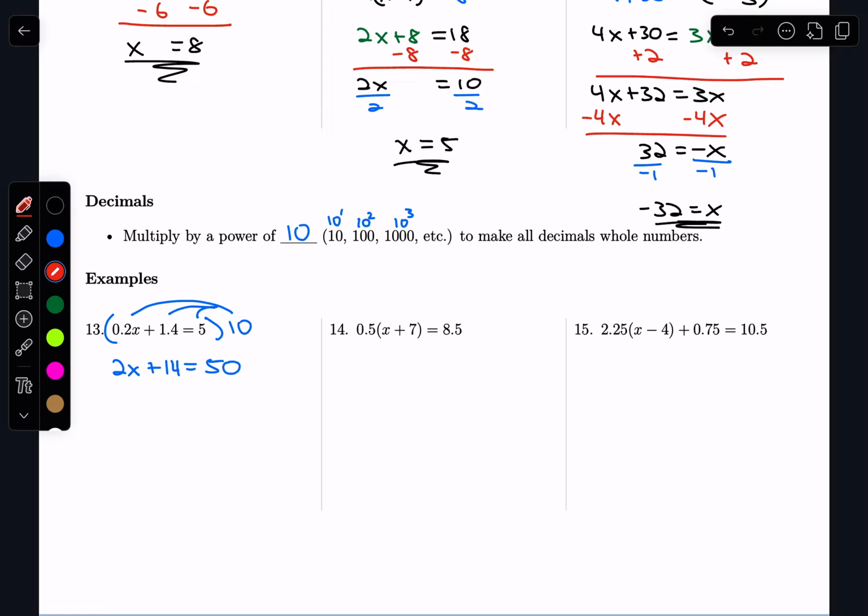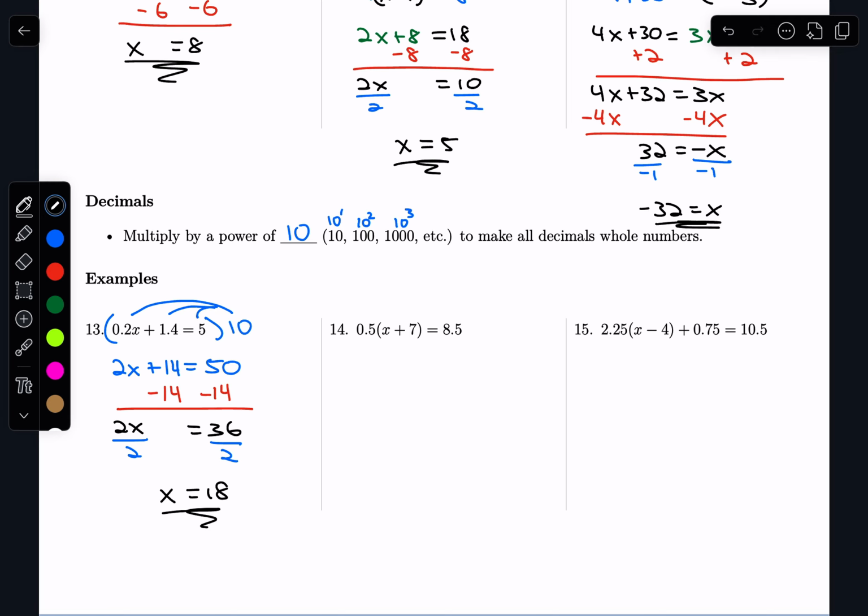Now it's a nice, easy two-step equation. We're going to go ahead and use the additive inverse to subtract 14 from both sides, which leaves us with 2x is equal to 36. And the multiplicative inverse tells me to divide by 2, so I end up with x is equal to 18.